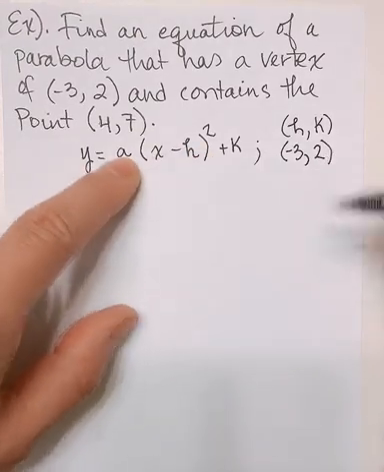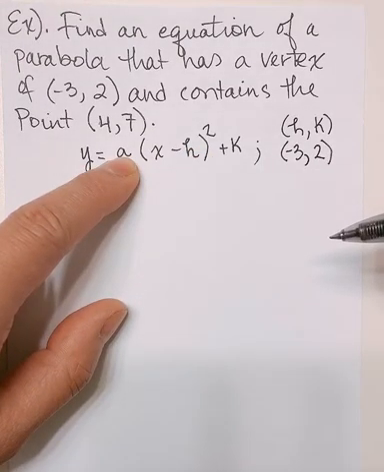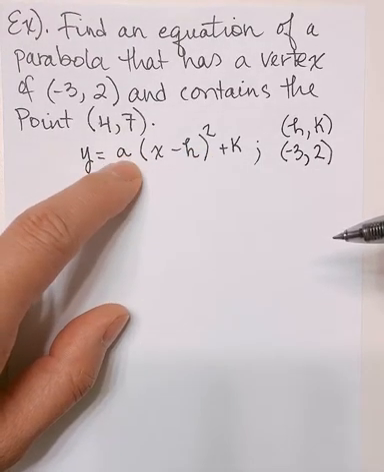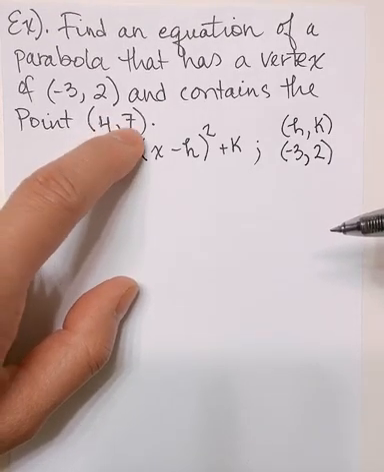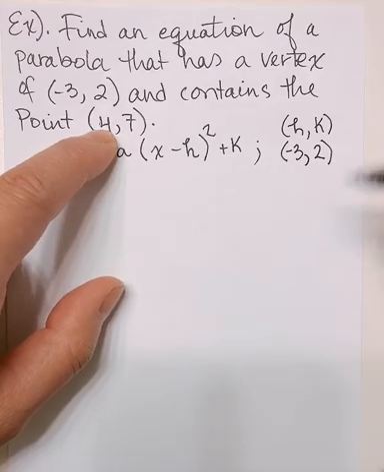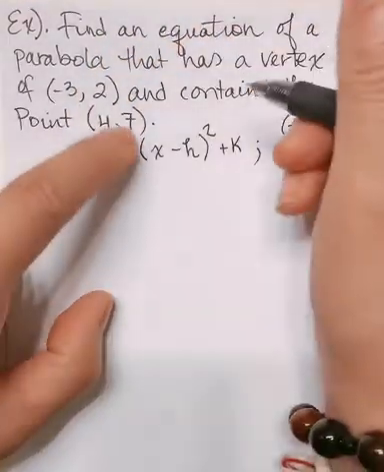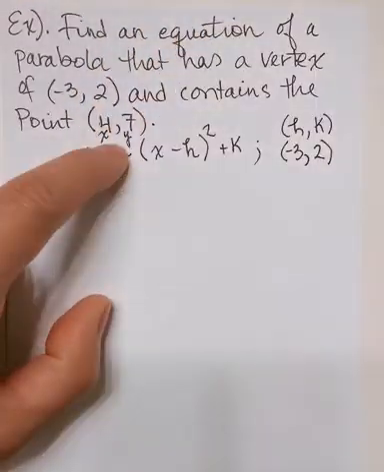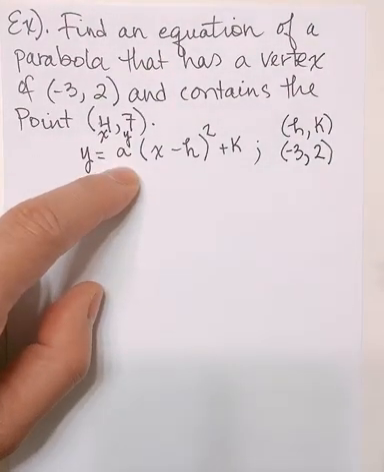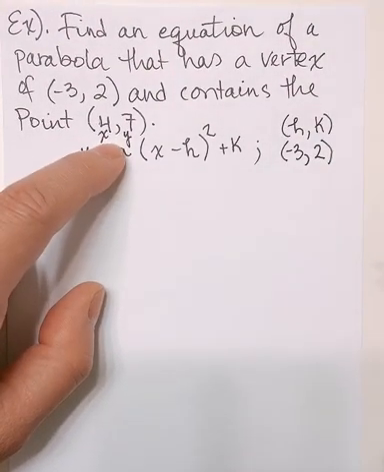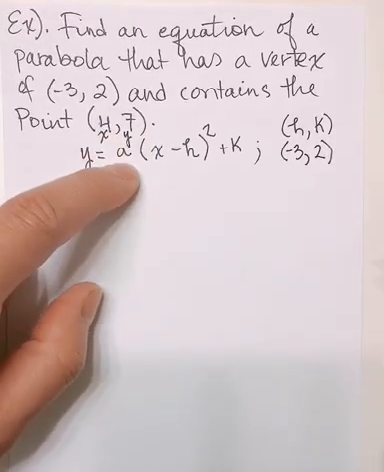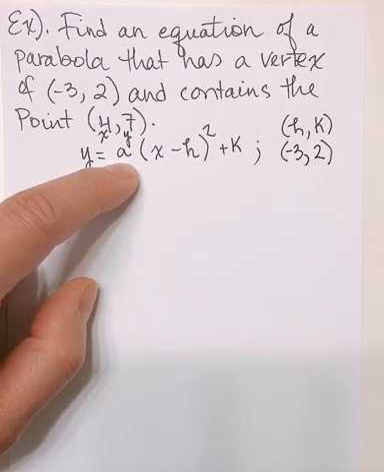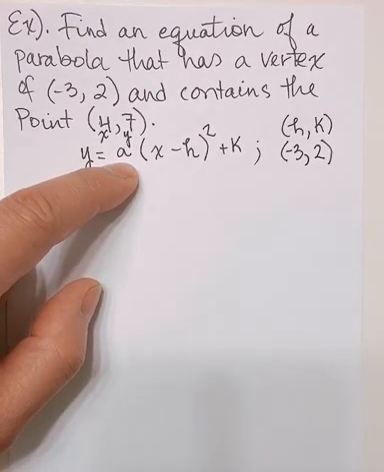Now, we don't know what a is. We're going to have to find a, okay? And that is where this point comes into place, okay? The point 4, 7 means they give us the x value to be 4 and the y value to be 7, right? This point belongs to this equation. So we can take advantage of that and substitute the x and the y in so that we can actually solve for a using our simple equation solving skills, right?